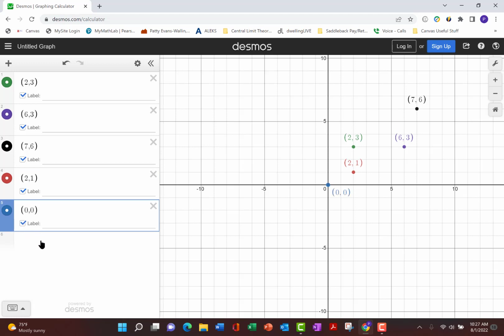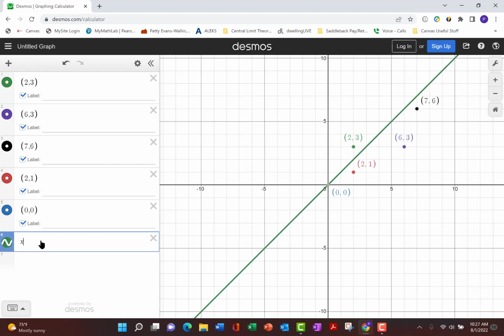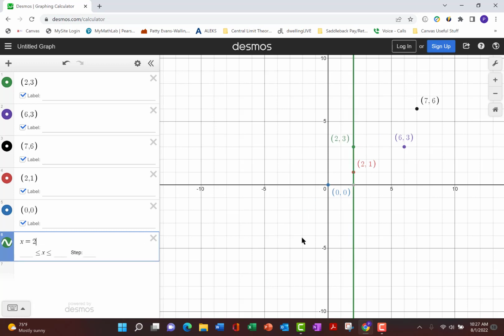I'm now going to plot a vertical line. Vertical lines are an equation where you have an x and you set it equal to a number. So I just plotted the vertical line x equals 2, which, notice, goes through all points where the x coordinate is equal to 2.